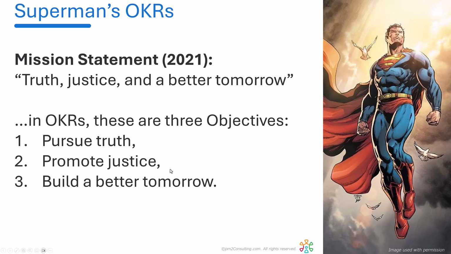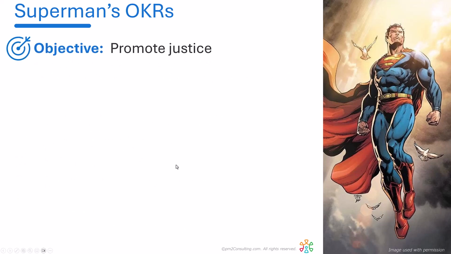So let's take a look at promote justice. So objective, promote justice. And this is the icon in Viva Goals for an objective. Now, we want the objective to be really simple, literally 2 words. Verb, what you're trying to do, and outcome, not output, but outcome. So Superman does a bunch of stuff. He flies around, he lifts up small cars and all that kind of good stuff, jumps over buildings and so on. Those are all outputs. The outcome: he does all that stuff with the intended outcome of promoting justice.